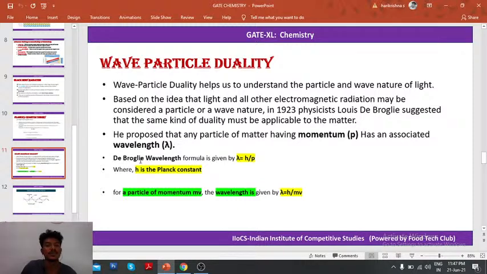So we can write the de Broglie wavelength equation: lambda is equal to h by p, where h is Planck's constant, lambda is the wavelength, and p is the momentum.